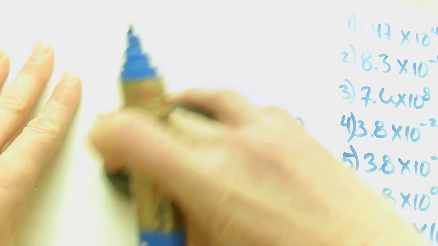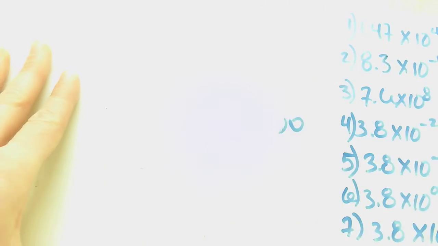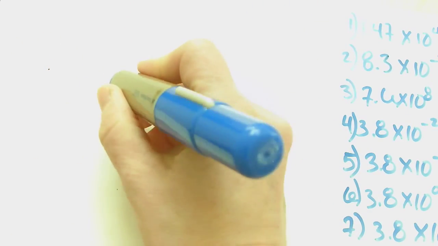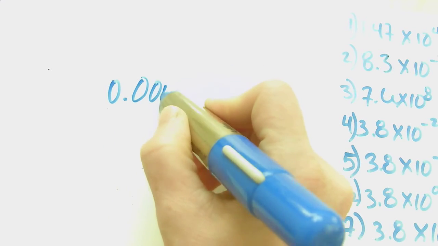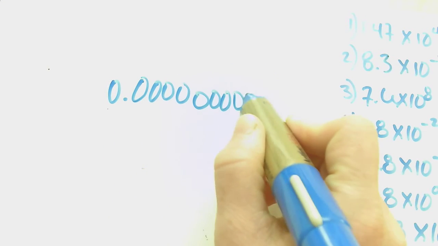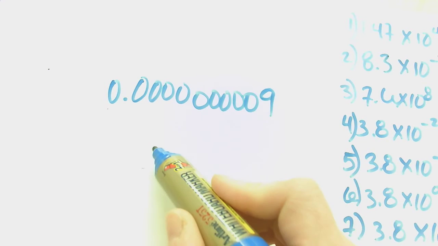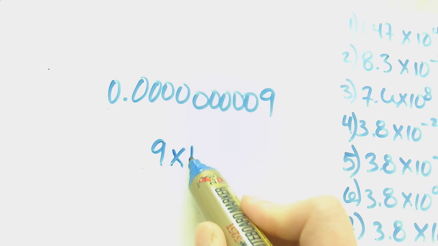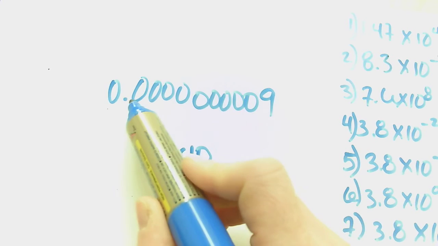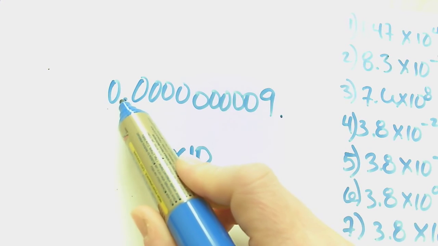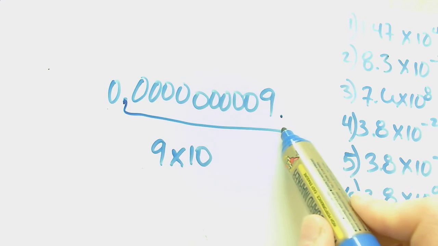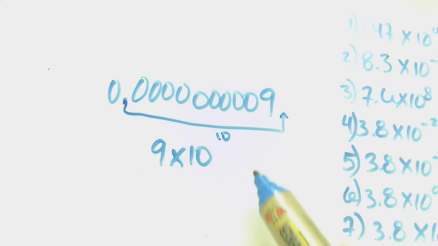And then there was one more like this, which was a very small number. It was the number that was a 0 point, and then there were 9 zeros, and then the number 9. To make this into scientific notation, I'm just going to have 9 times 10 to the, well, to get the decimal point from here to here, I had to move over 10 spaces. So it's to the negative 10th power. So number 8 is 9 times 10 to the negative 10th power.